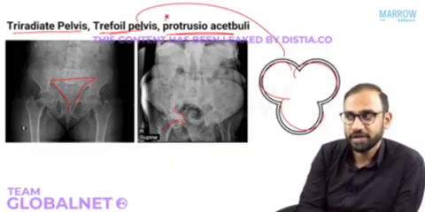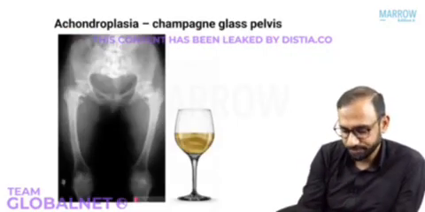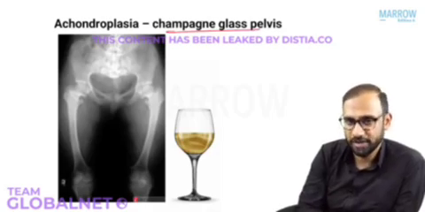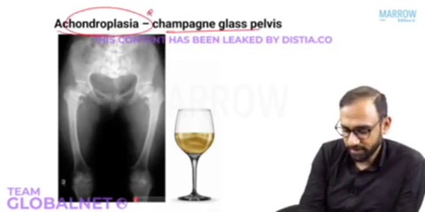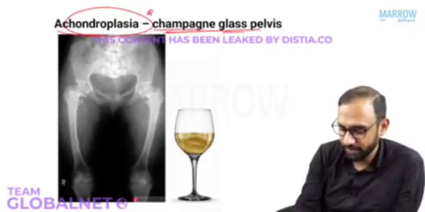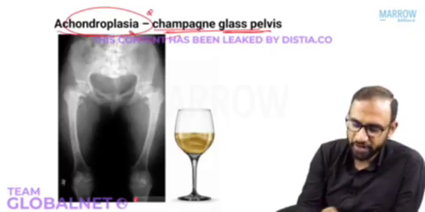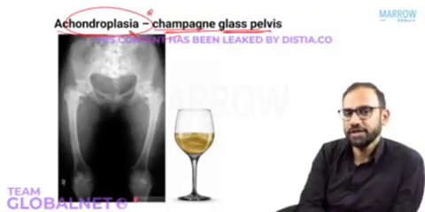Also, one more deformity that is not exclusive to osteomalacia is champagne glass pelvis. That is also seen in osteomalacia, but it is also seen in achondroplasia. Sometimes they ask you this question. Champagne glass pelvis is seen mostly in achondroplasia, but it is also seen in osteomalacia.